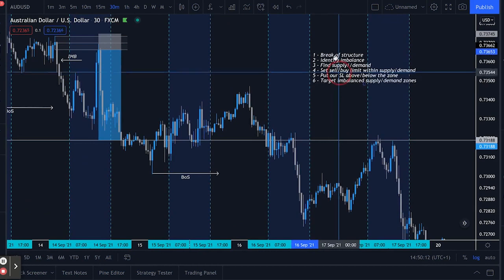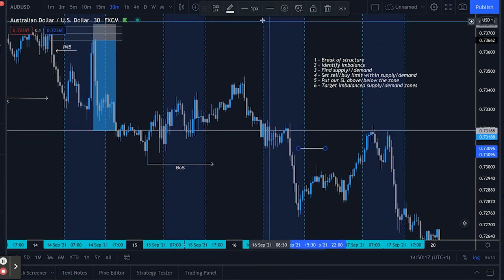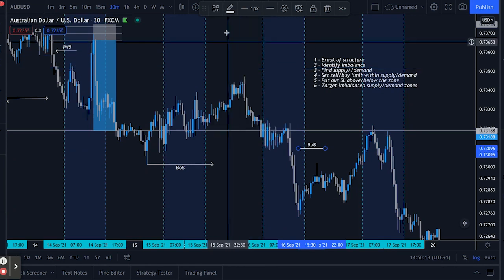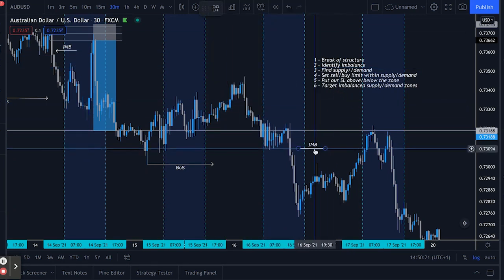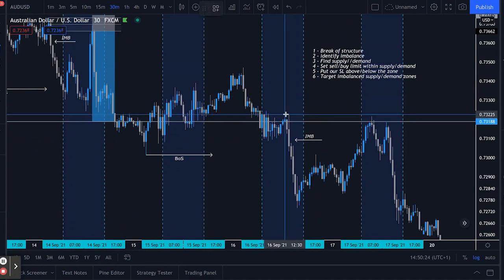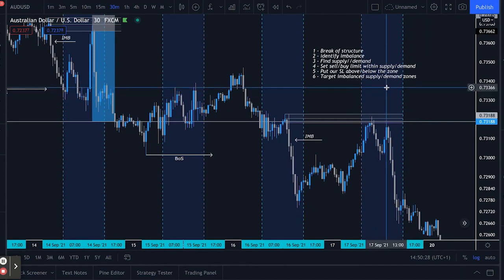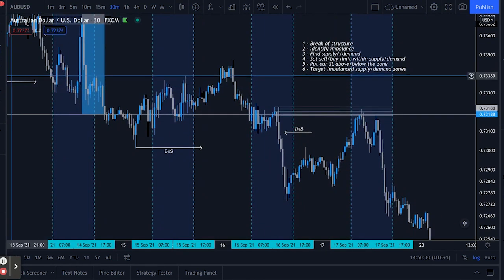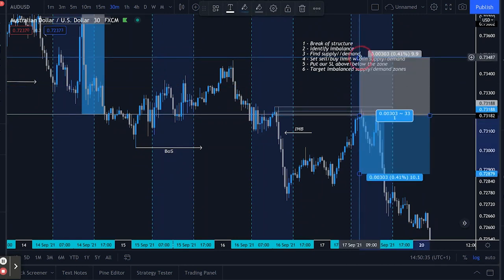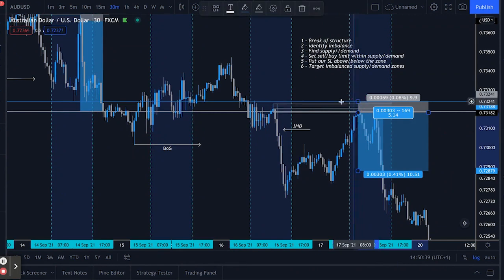So what we can do from there is, there's rule number 1. Rule number 2 is going to be identify imbalance. So going into Friday's session, we would have seen an imbalance leading into this area. Third, we can actually find the supply and demand. We have a nice clear supply zone here. Fourth, we can set a sell limit in that supply or demand zone. So if we go ahead and once again use our sell limit tool to plot that on. Fifth, we put a stop loss above the zone, clearing the high of the zone as we can see here.